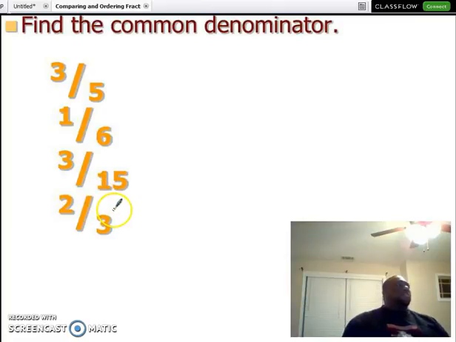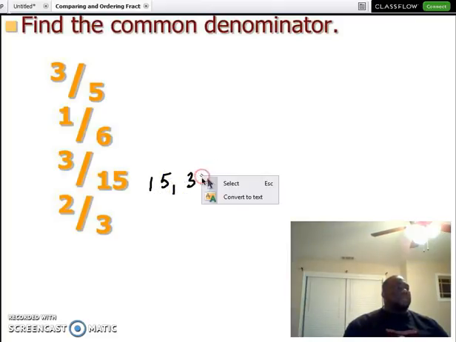So with these four numbers, let's find a common denominator. What number can all of these go into? You have 5, 6, 15, and 3. Let's look at what 15 can go into. You have 15, then you have 30. 3 goes into 30, correct? 6 goes into 30, correct? 5 goes into 30, correct? So the common denominator for all these numbers will be 30.